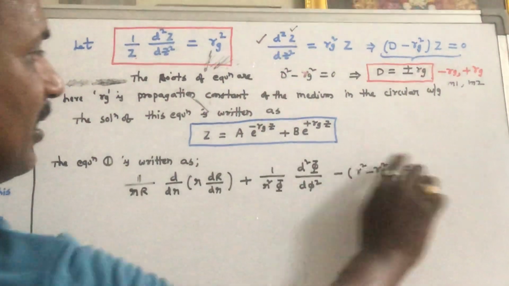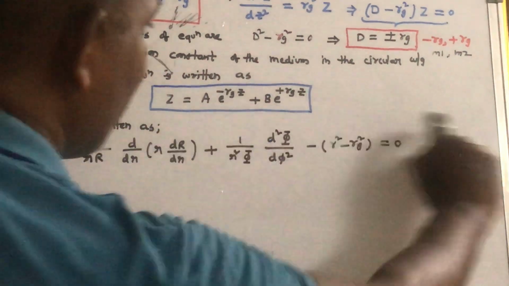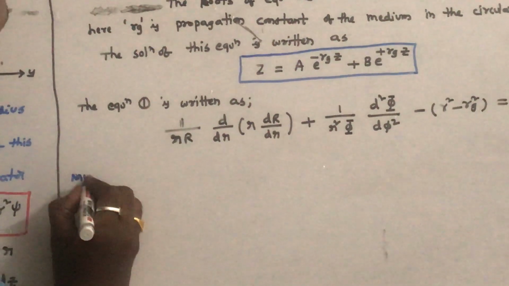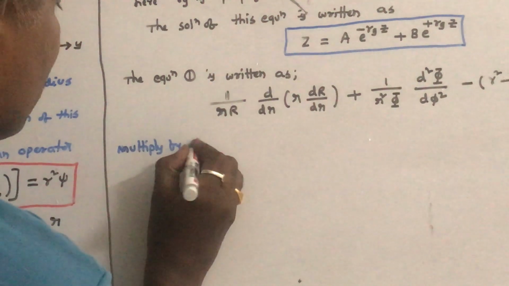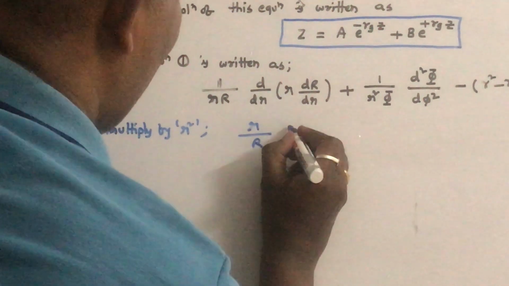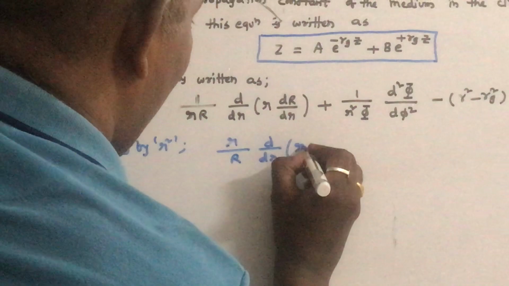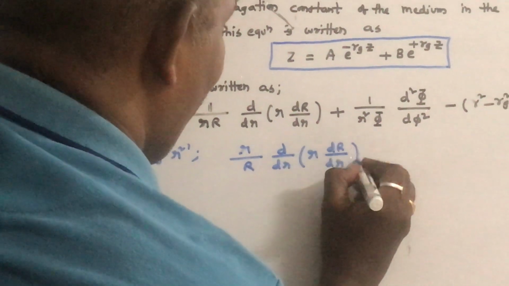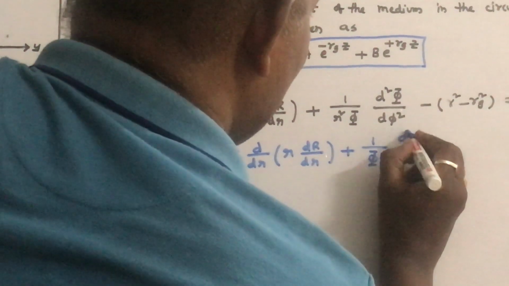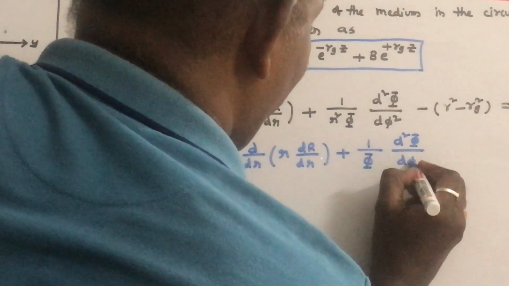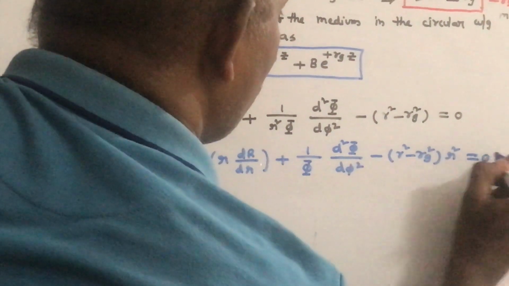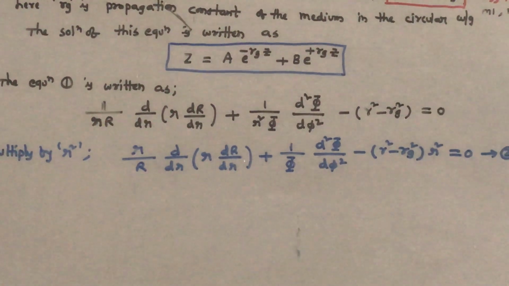Multiply this equation by r square. So we write this equation as r by capital R, d by dr of r into dR by dr, plus 1 by capital Phi into d square capital Phi by d phi square, minus gamma g square into r square, is equal to 0. Say this as equation 2.